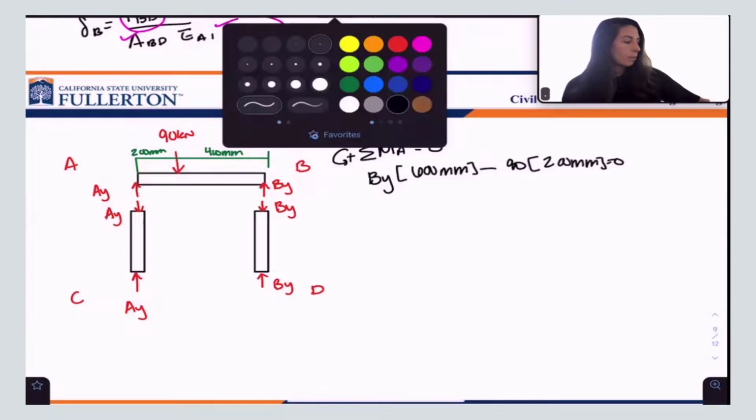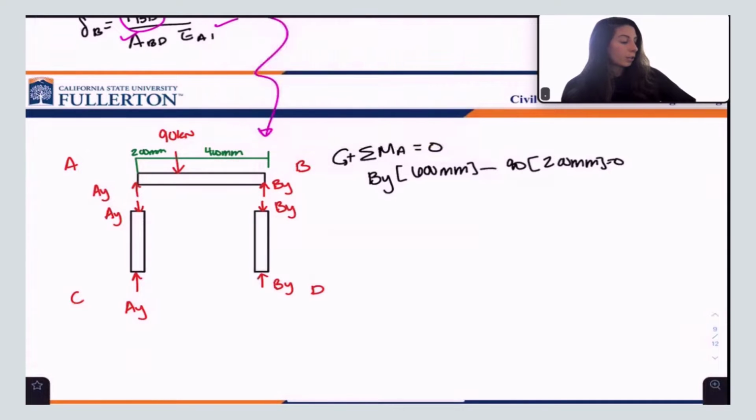I'm doing equations of equilibrium for this right here. That's what this equation refers to, just so we are very clear. If I do that, I get BY equals 30. Okay? How can I get AY? I just subtract from 90. They have to add up to 90. That means I'm left with 60.